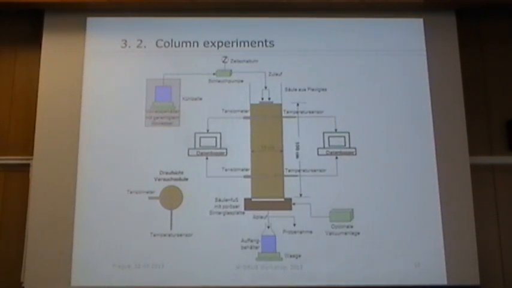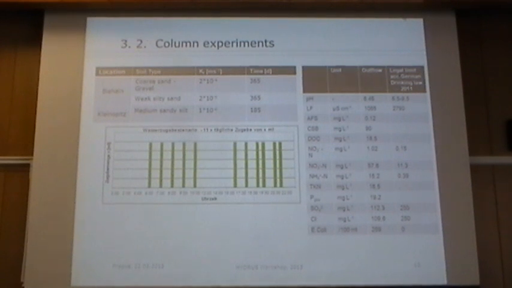In parallel with further developing our model, we did column experiments in which we infiltrate treated wastewater through a 1 meter column, and at the bottom we collected this water and analyzed it for different parameters. We had several locations, but only 3 we studied in the end. They are coarse sand and gravel, slightly silty sand, and medium sandy silt.